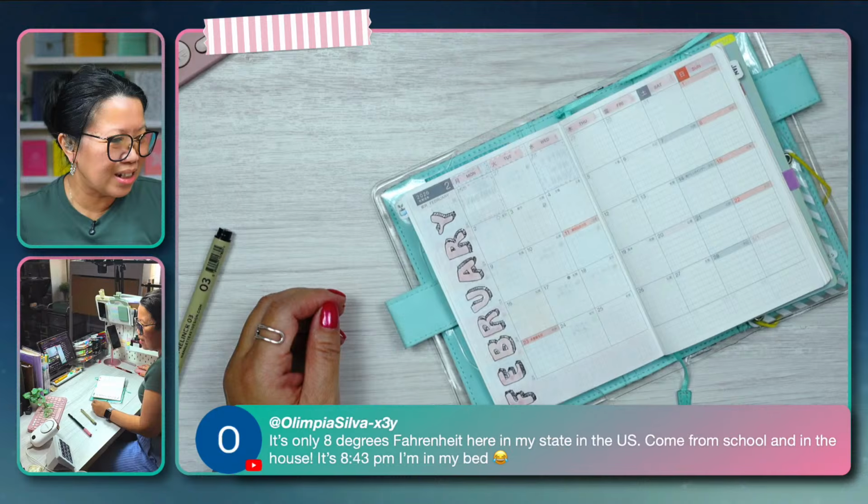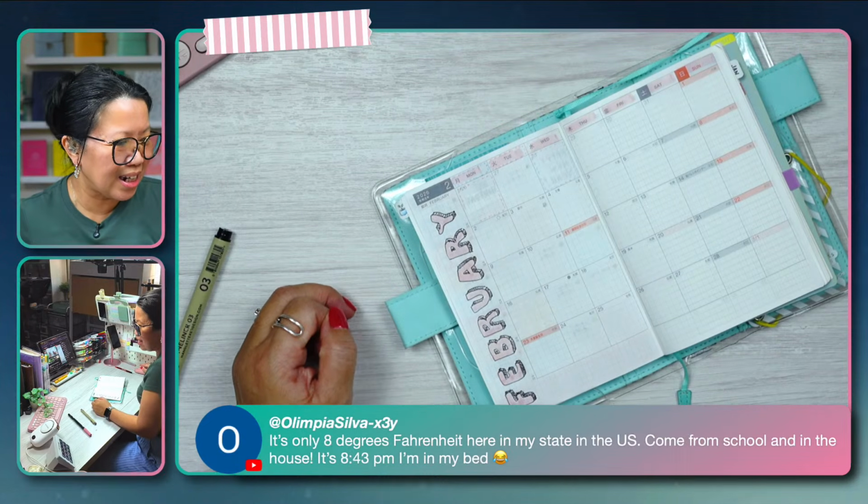It's only 8 degrees Fahrenheit here in my state in the US.